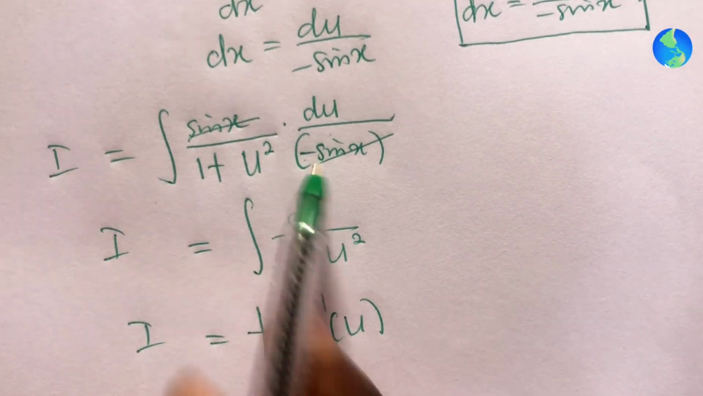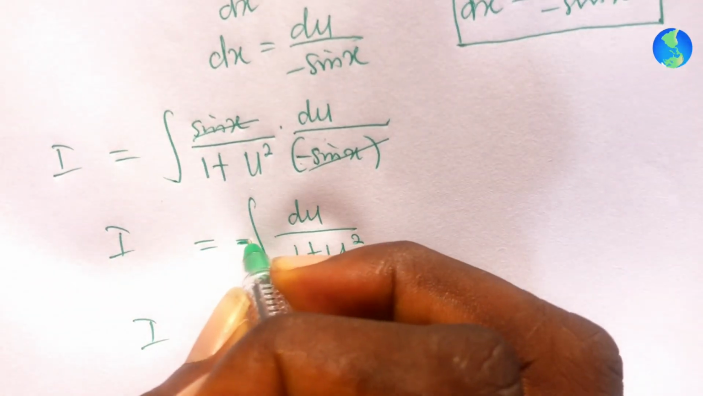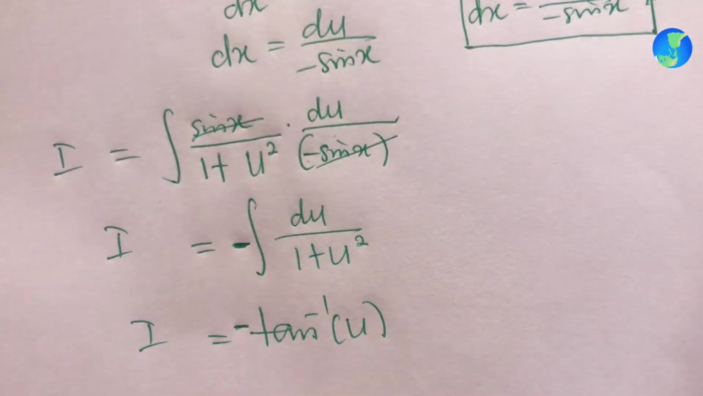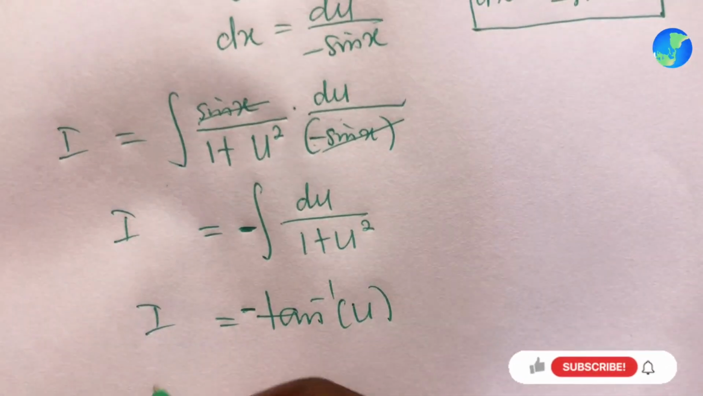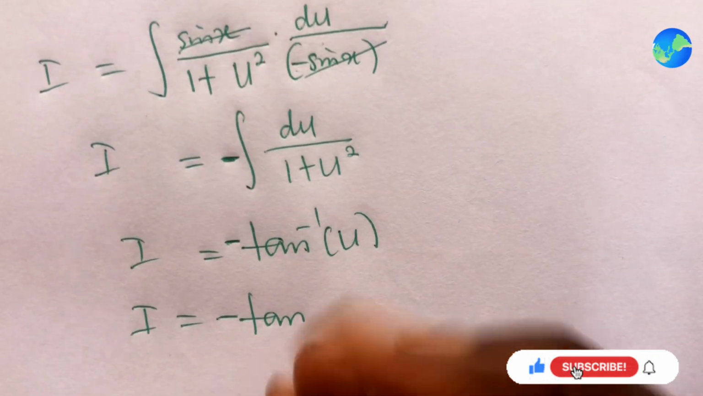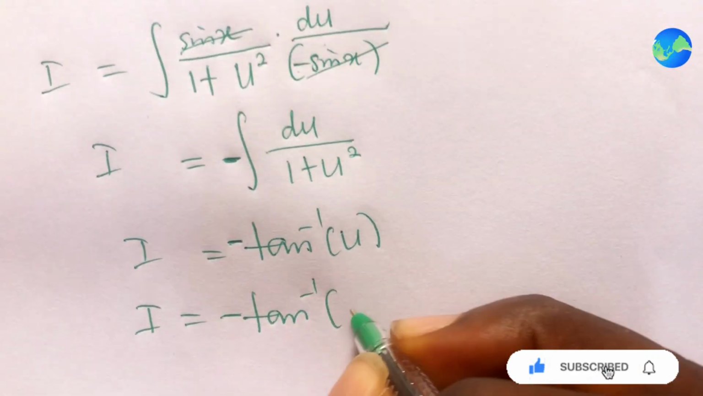Sorry, I made a mistake. I forgot the minus here. So let's factor it out. We have this minus, so I must still have a minus here. So sorry about that. So that our I is going to be minus tan inverse of what is u, cos x.